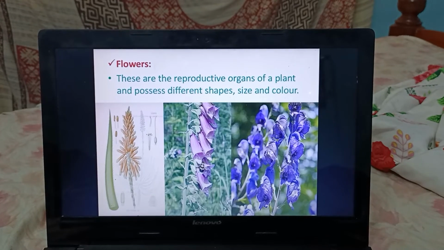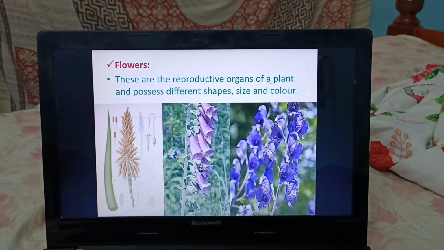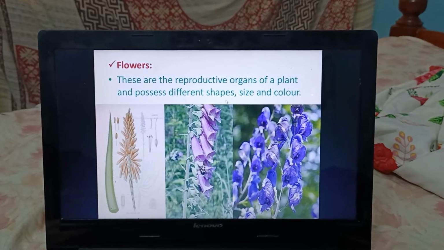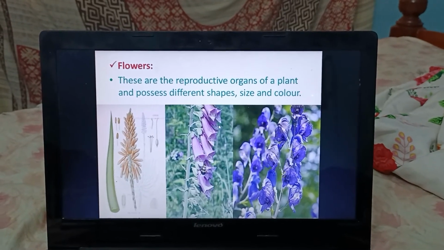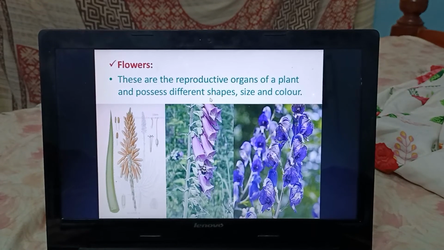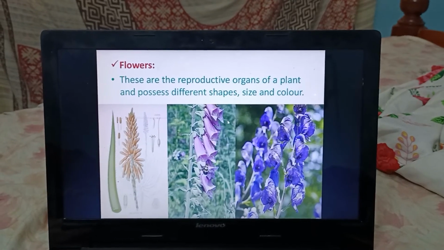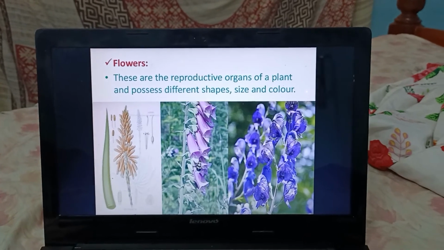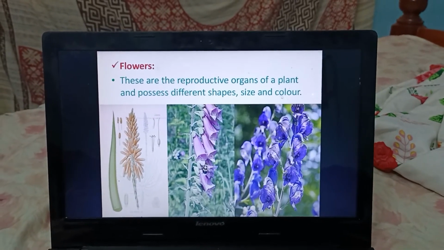And when coming to the flower, these are the reproductive organs of a plant. We all know the flower is the reproductive organ of the plant and possesses different shapes. All flowers have different shapes, sizes, and even colors.